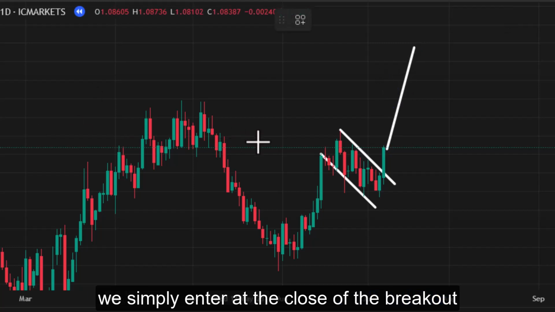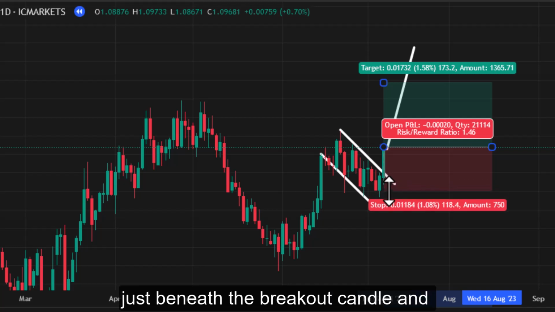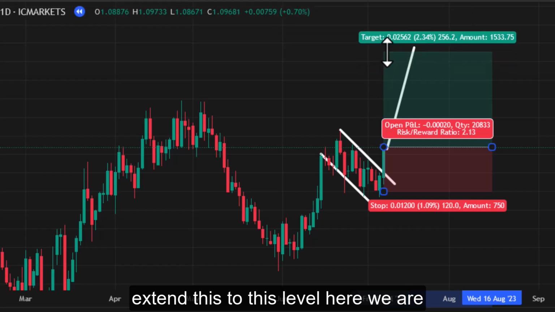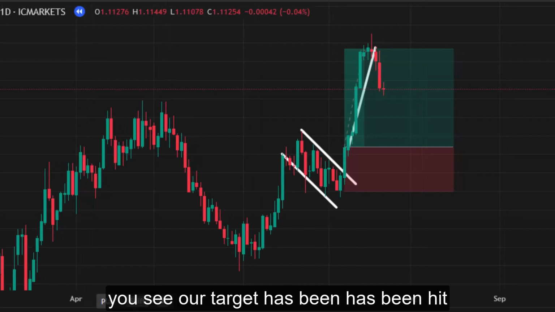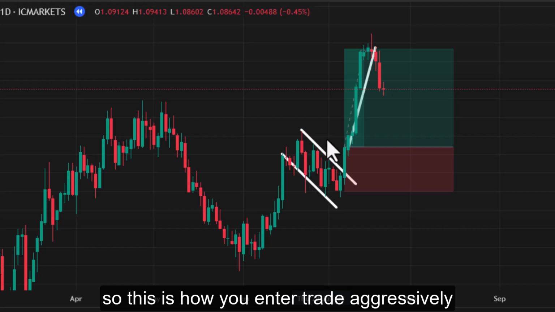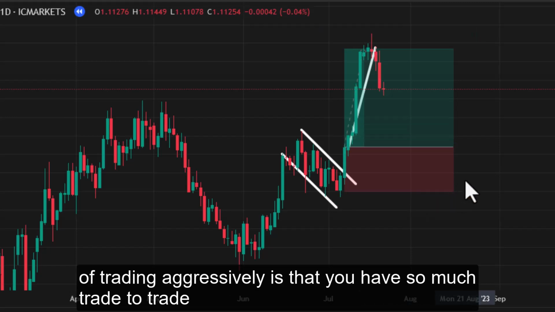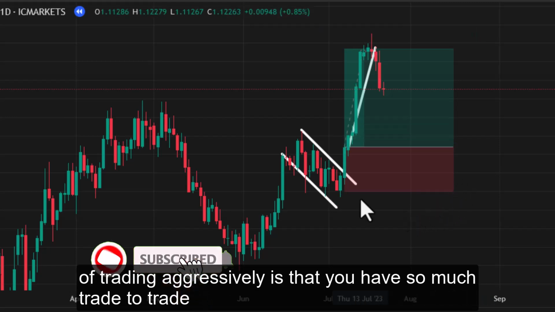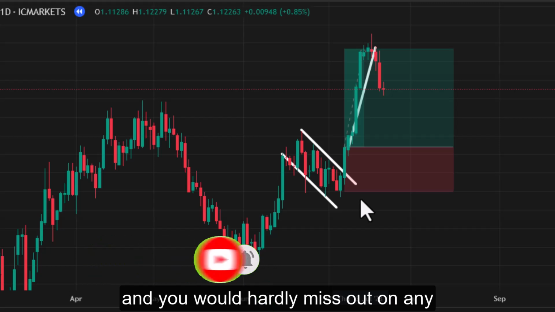So we simply enter at the close of the breakout candle, and we place our stop loss just beneath the breakout candle, and we extend this to this level. Here we are. See, our target has been hit. So this is how you enter a trade aggressively. One of the advantages of trading aggressively is that you have so many trades to take and you hardly miss out on any trade.